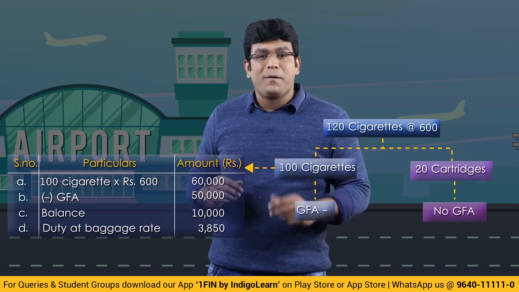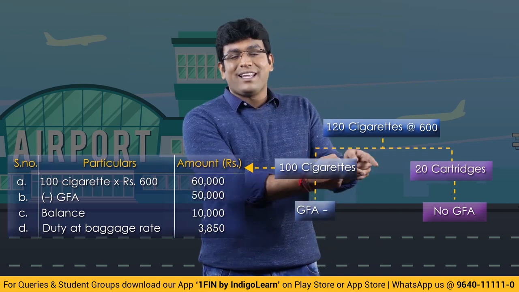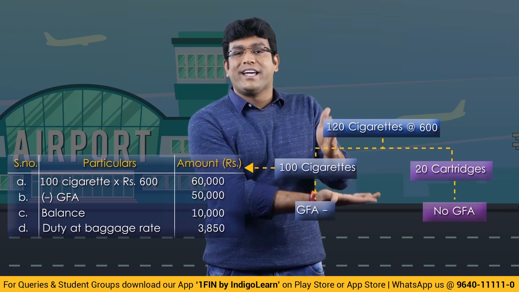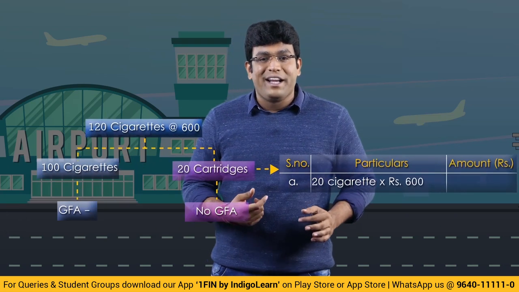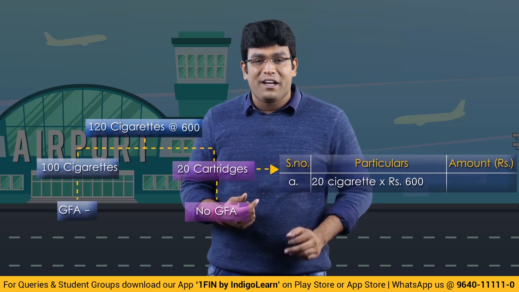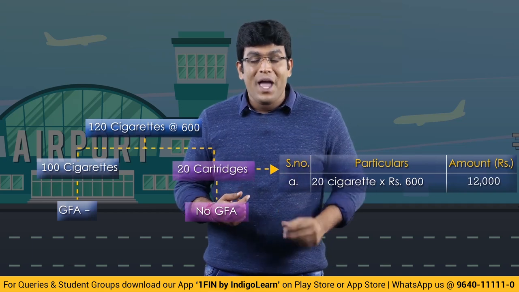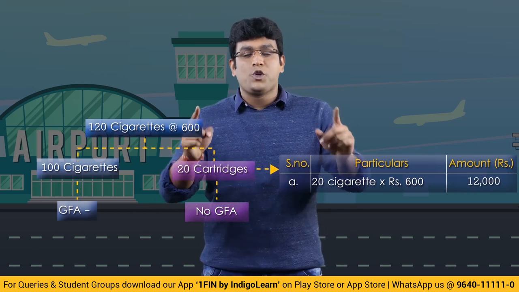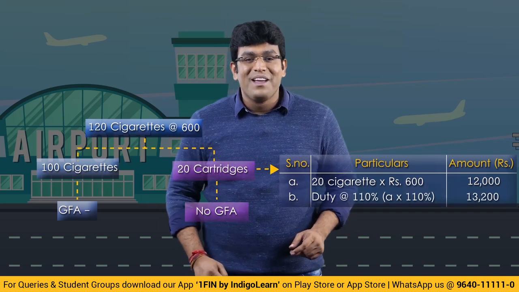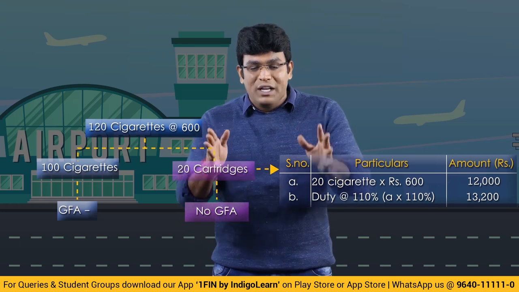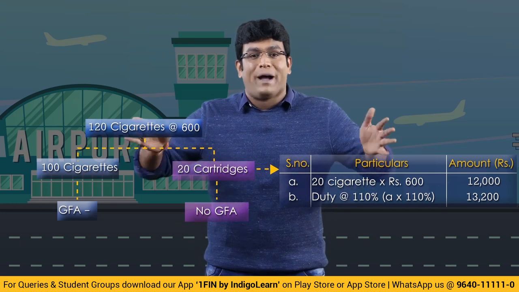10,000 into 38.5%. But on the other side, for these 20 cigarettes, which are an annexure 1 item, 20 cigarettes into 600 per cigarette will come to 12,000. On that 12,000, he should pay duty at the rate of 110%. So I'm sure we are getting full clarity of thought on how you have to bifurcate.